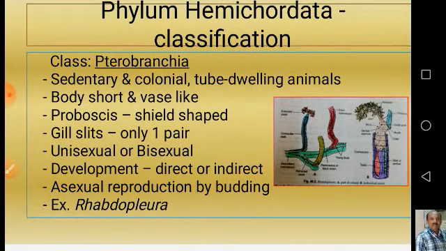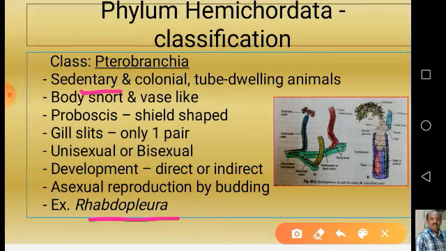Now coming to the second class, Pterobranchia. Pterobranchia has many animals as examples. The best example is Rhabdopleura. Then what are the features? Let us see. They are sedentary animals. Just now we have seen the Enteropneusta, which can move, that is, they are burrowing, worm-like and can move. But Pterobranchians are sedentary, immovable animals, and these are colonial animals, whereas Enteropneusta are solitary. These are tube-dwelling or tubicolous animals, whereas Enteropneusta are fossorial animals.